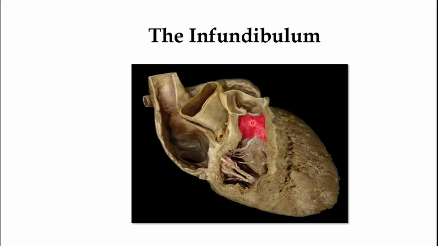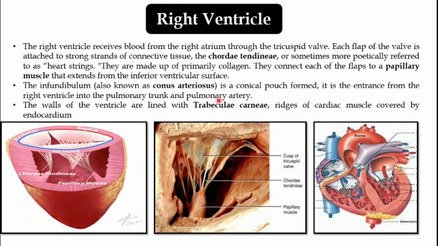And this is the area which is the entrance from the right ventricle into the pulmonary trunk, because this is the right ventricle, and after that this is the pulmonary trunk. So this is the area which leads from the right ventricle into the pulmonary trunk, right? So this is the infundibulum or the conus arteriosus, which is present at the junction of the right ventricle and the pulmonary trunk.